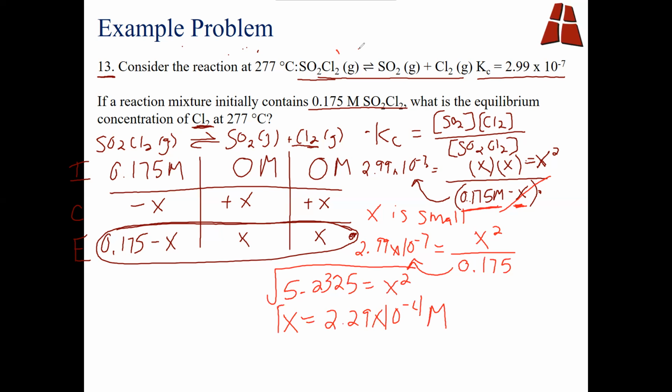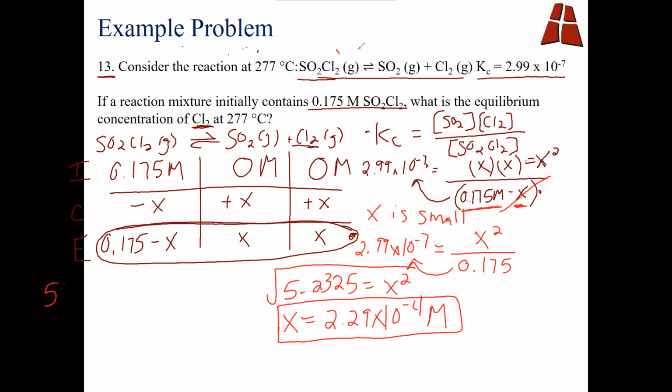And so you might notice this is the same exact value that we got using the quadratic equation. That is generally a good indication that x can be considered small. Essentially, we can take this shortcut and not use the full quadratic equation. But let me show you real quick how to check to make sure that this assumption is valid. Once you determine a value for x here, you'll want to check it against your initial concentration to make sure that it is less than 5% different.